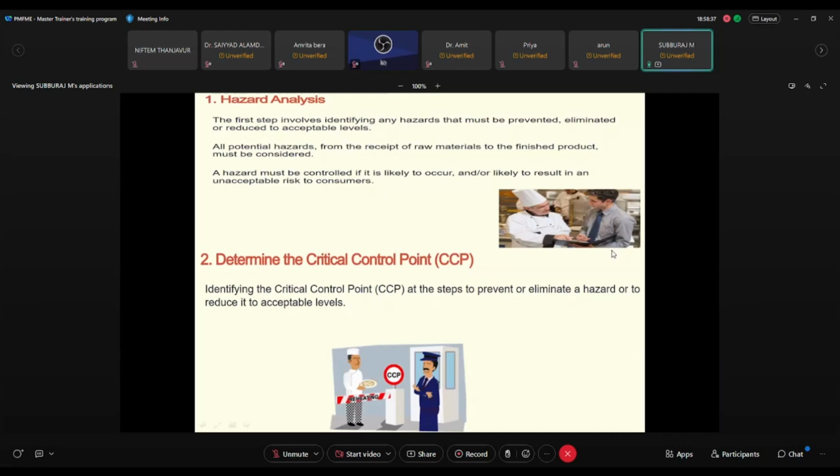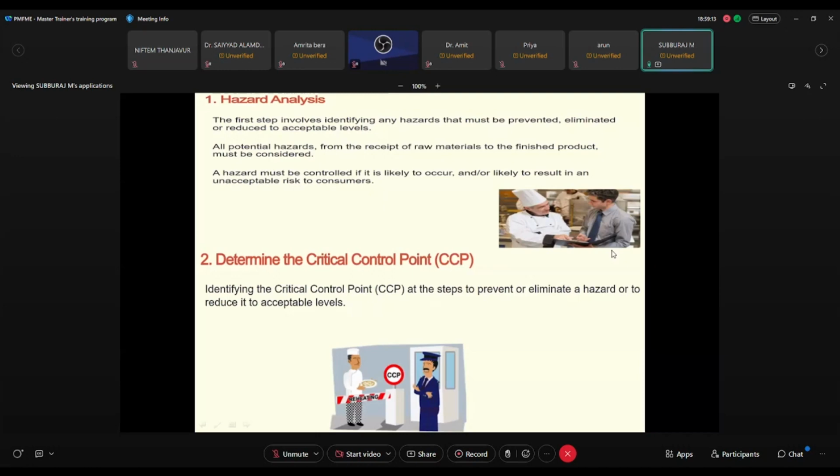Whatever materials I told, all the chemical, microbiological, and physical hazards that will come, we have to think about that. After these slides, I'm going to give you one example also, then you will get a better understanding of these things. At first you have to conduct the hazard analysis, and then determine the critical control point, where we have to put it to prevent or eliminate the hazard, to reduce it or to remove it.